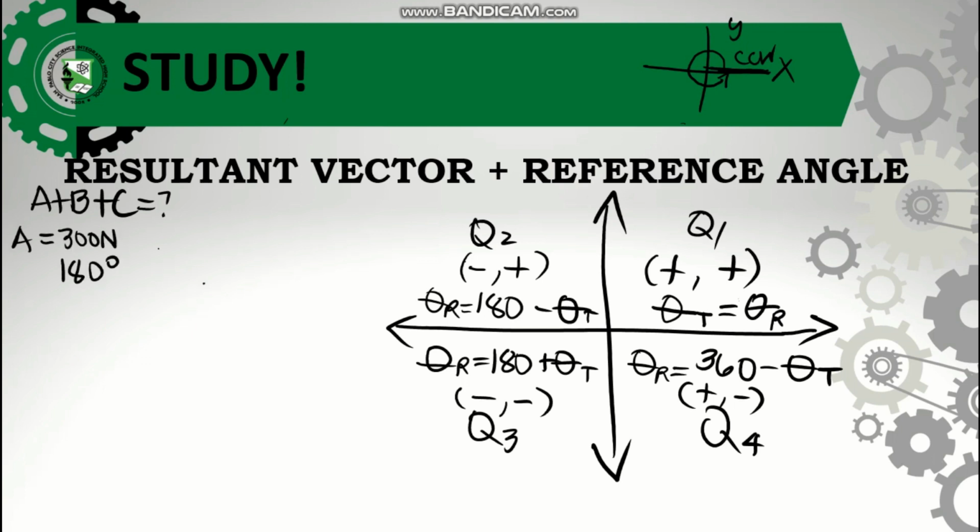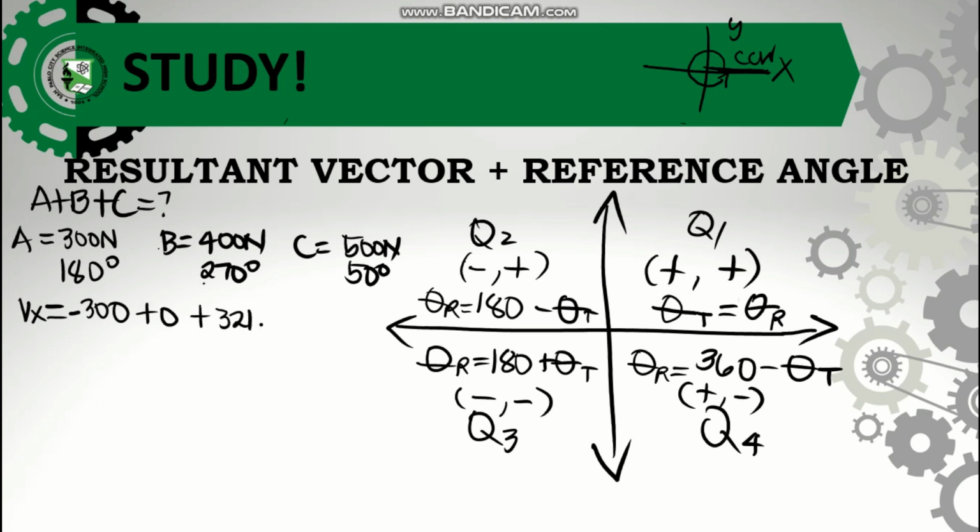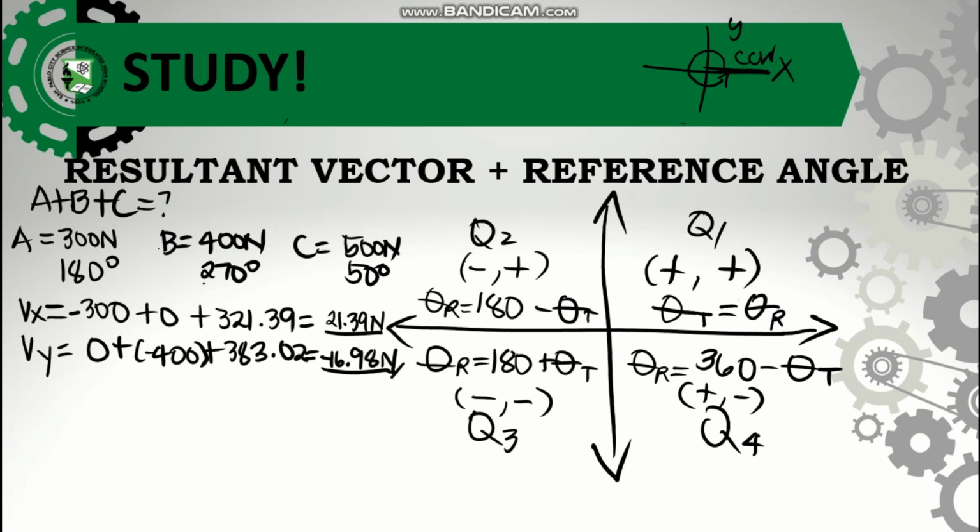Okay. So, we have finding A plus B plus C. We have 300 Newton, 180 degree, 400 Newton, 270 degree, 500 Newton, 250 degree. So, again, we're going to find the vector components muna para makuha natin yung x and y niya. Then, madali na yung resultant force. Then, with that Vx, we have 21.39 Newton. So, hindi ko na ito masyadong i-classify because I know na you are familiar with this one. By is equal to negative 16.19 Newton.